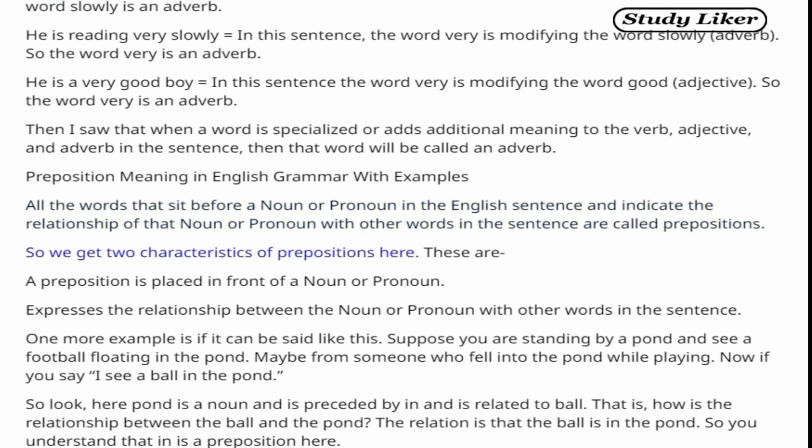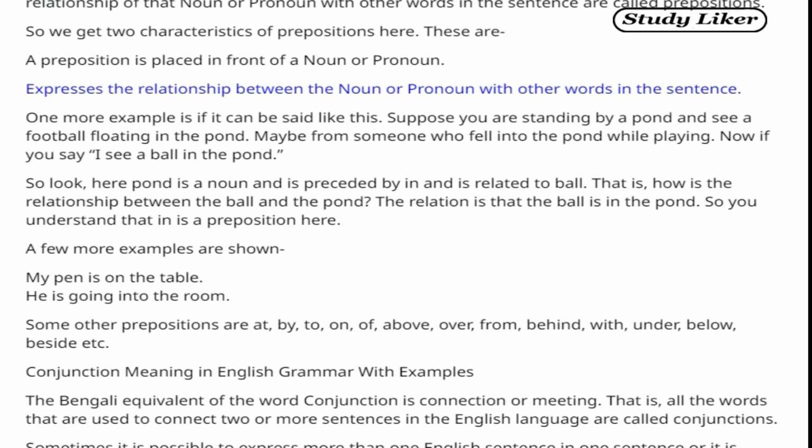So we get 2 characteristics of prepositions here. These are: a preposition is placed in front of a noun or pronoun. It expresses the relationship between the noun or pronoun and other words in the sentence. One more example can be given like this. Suppose you are standing by a pond and see a football floating in the pond, maybe from someone who fell into the pond while playing. Now if you say I see a ball in the pond, look, here pond is a noun and is preceded by in and is related to ball.